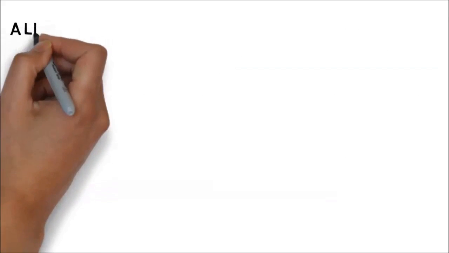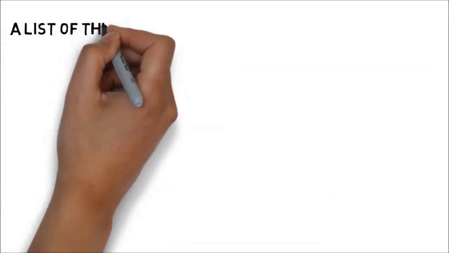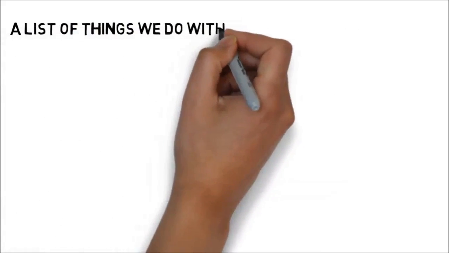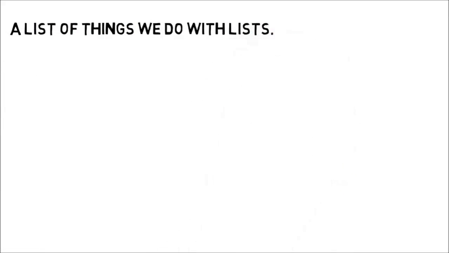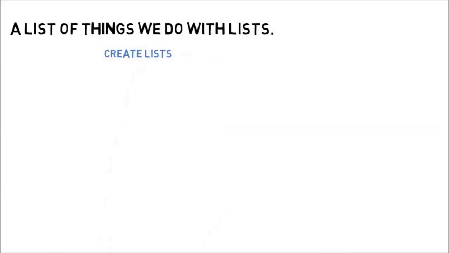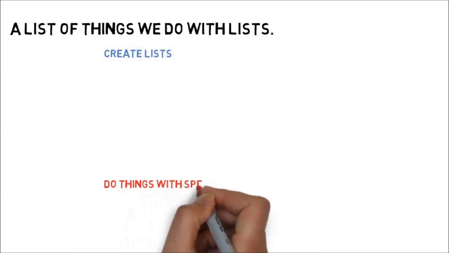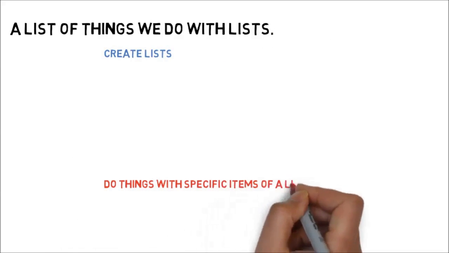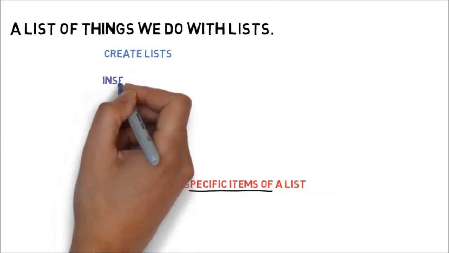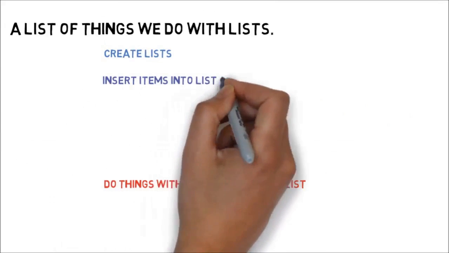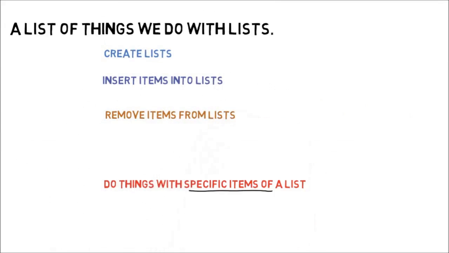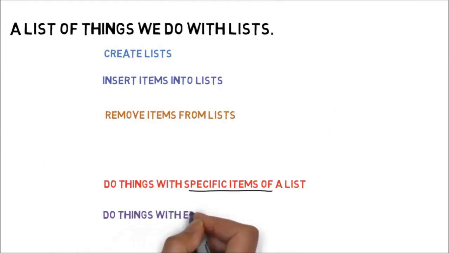A list is a type of variable, which means that when you assign a value to the variable, you can assign a list. What are things that we can do with lists? You can create lists. You can do things with specific items of a list. So you can refer to specific items in the list. You can insert items into a list at a specific position. You could remove items from a list, and you can do things with every item on a list.